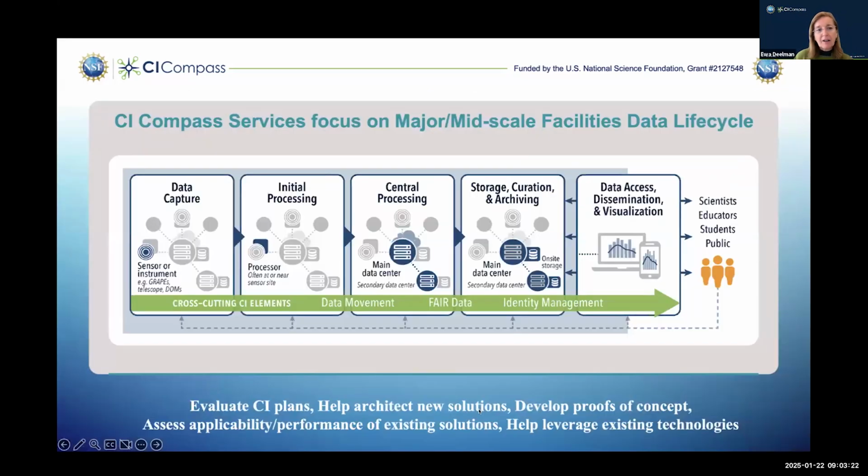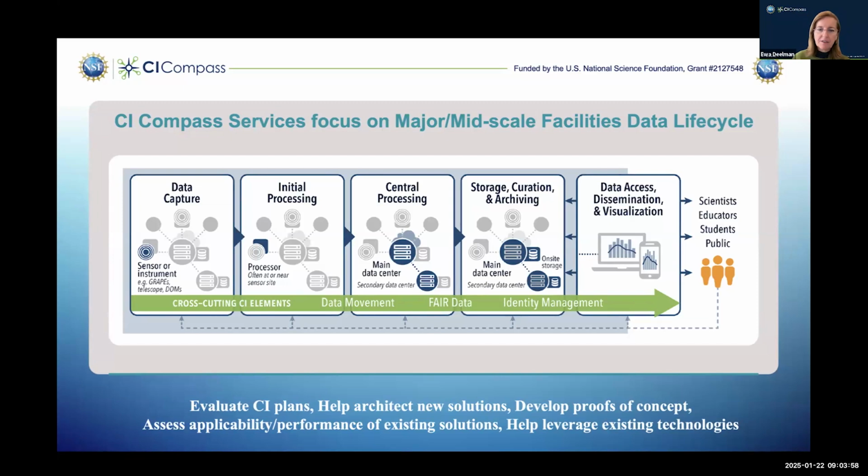And so when we look at the data lifecycle, we modeled it as a number of stages. The first one is really the data capture at the instrument, where the instrument basically collects data either from the environment or for a particular experiment. Then it goes through initial processing, so some data cleaning, maybe data tagging at this point. And then to central processing, where additional science products are generated.